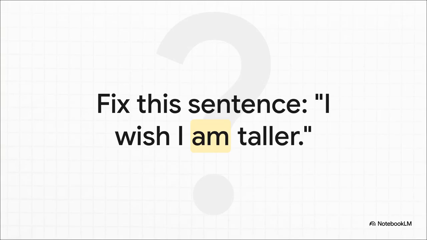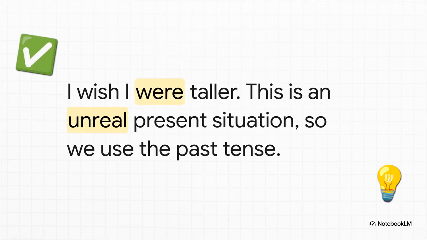Okay, first sentence. "I wish I am taller." What's wrong with this picture? Think back to our very first rule. What do we need to do when we're wishing about a present situation that isn't true? You got it. The answer is, "I wish I were taller." We got to use that past tense to show that we're in wishland, where things aren't real.